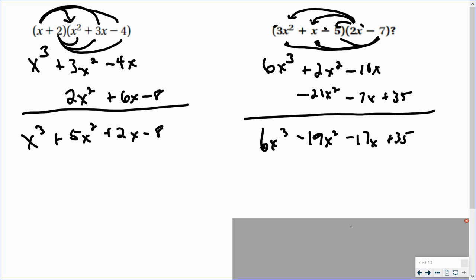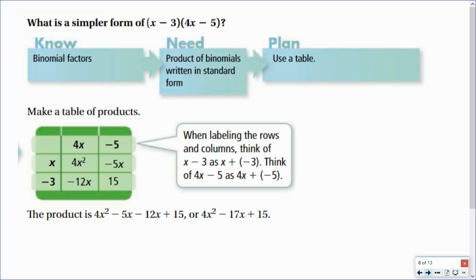To get my answer. Now the only thing that's weird about this one is it's written backwards. You could have rewritten it, putting this one first and then done that, but again, I'm kind of lazy in that regard, so I'm just going to multiply and use my arrows. I really like my arrows. So that's how I use the distributive property to do these.